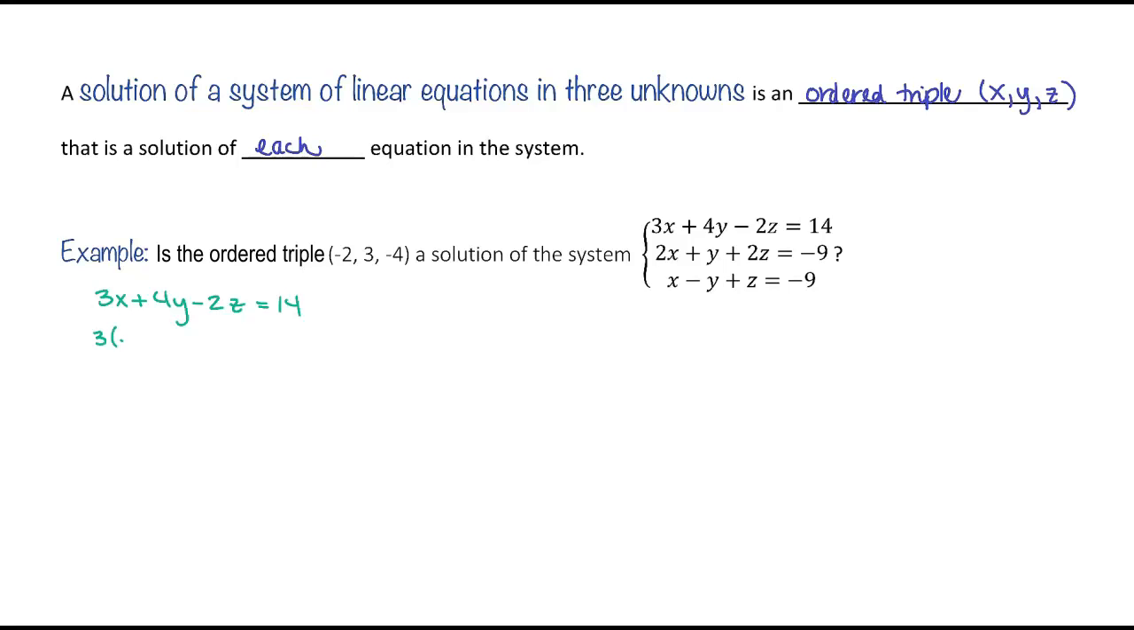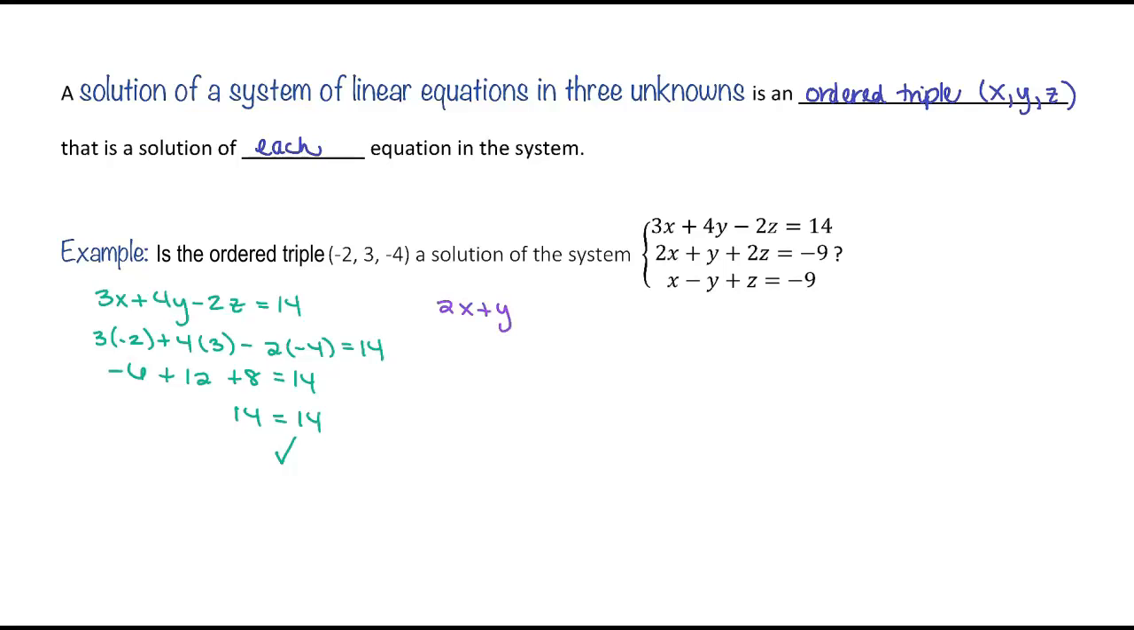That gives us 3 times -2 plus 4 times 3 minus 2 times -4 equals 14. Multiplying, we have -6 plus 12 plus 8 equals 14, or 14 equals 14. So the ordered triple is a solution to the first linear equation. Now let's look at the second one.